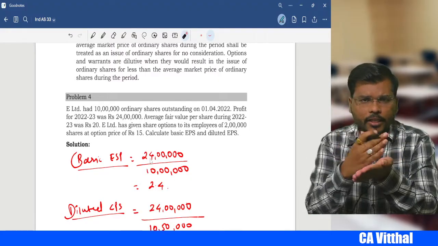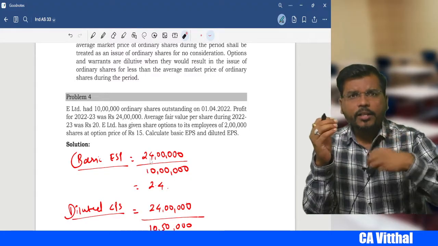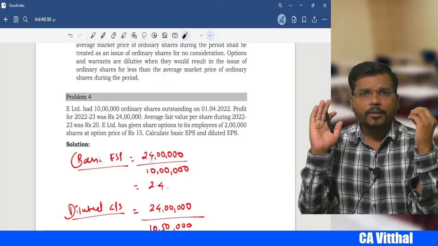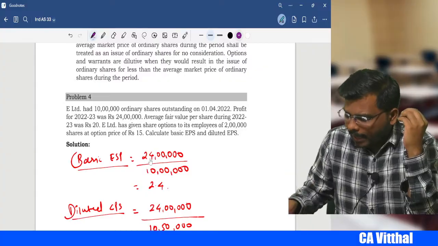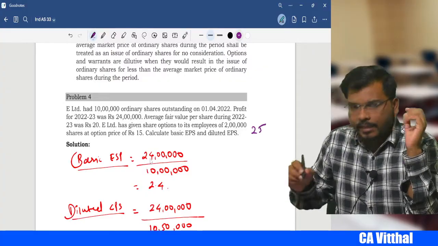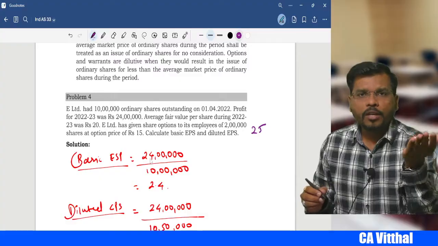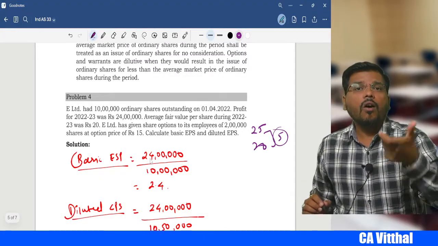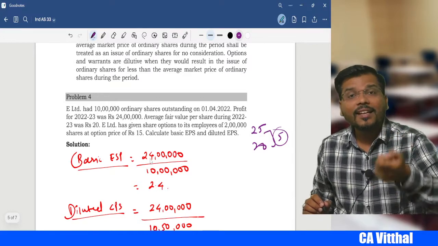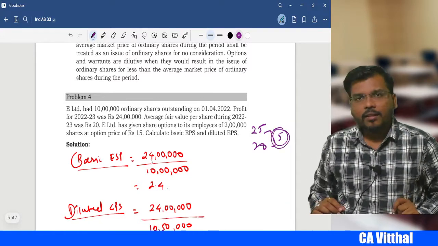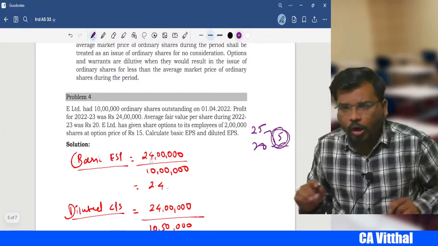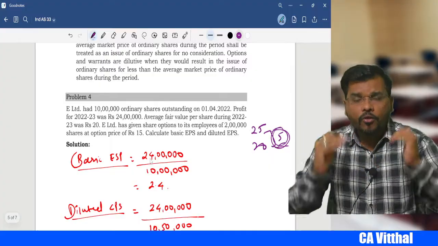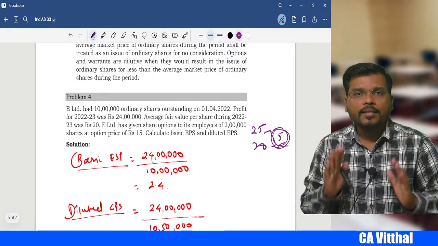That means whenever an ESOP option is given, the company generally gives the ESOP to the employee at less than the market price, right? For example, if the market price of the share is 25 and the company gives the option to the employee to purchase the shares at 20, so there is a 5 rupees portion of consideration other than cash. This is not cash, right? Is that clear? So this portion alone we should include for the purpose of calculation of the weighted average number of shares. Is that clear? Right?